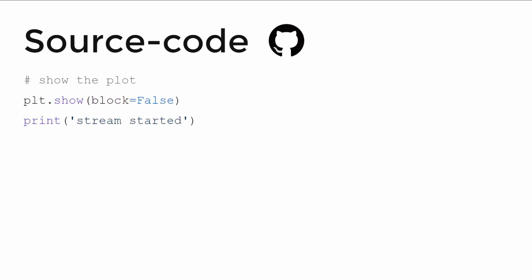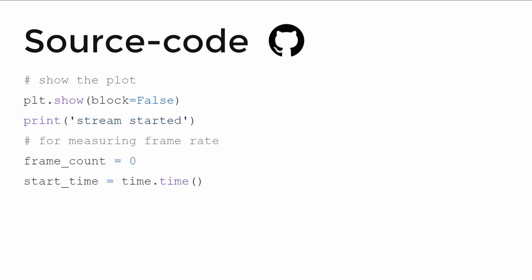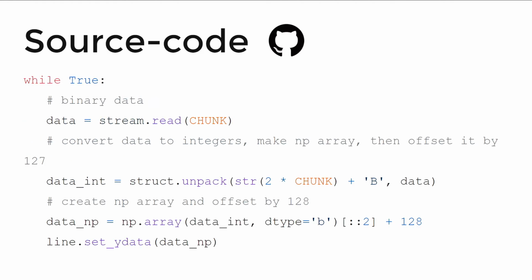And in the next step, we will plot and print stream started. And as soon as it started, we can give the voice input, and the plot will be updating on the canvas. So frame count equals zero. Start time, time dot time, we have set previously, and this is the binary data and integer data NP array. I hope you understand all those, but still let me explain. Data equals stream.read chunk, as we have set the chunk value, and data int, it's just converting the binary value to an integer value.